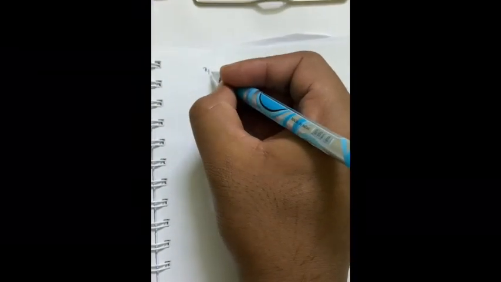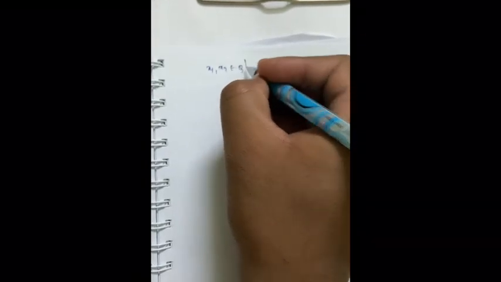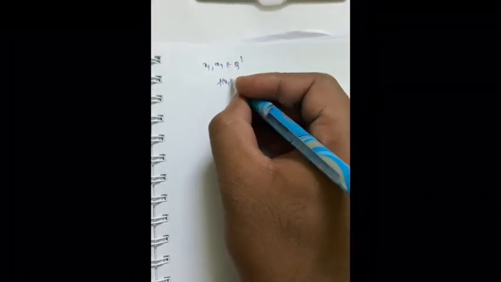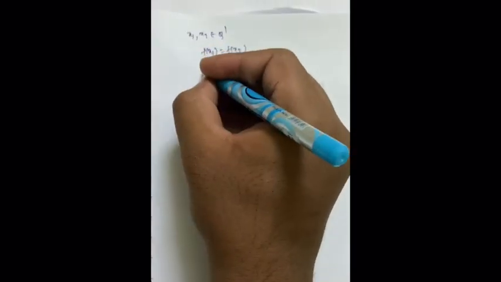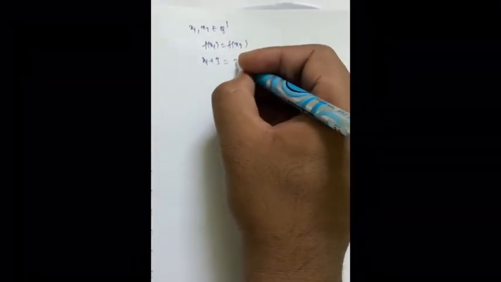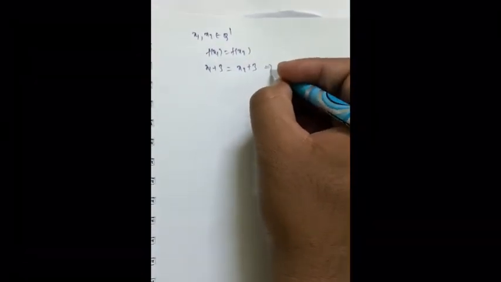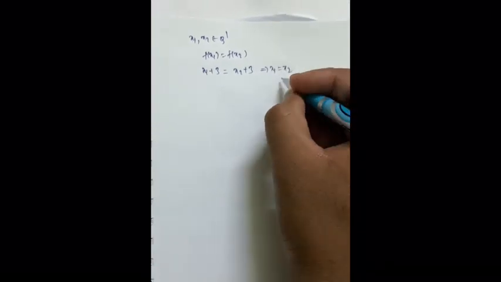Another possibility is x1 and x2 both irrational. If x1 and x2 are both irrational, then f of x1 equals f of x2. What does it imply? We will see. f of x1 will be x1 plus 3, which equals x2 plus 3. This also implies x1 equals x2. So whenever we get only this one rule, we will say it is one-one.